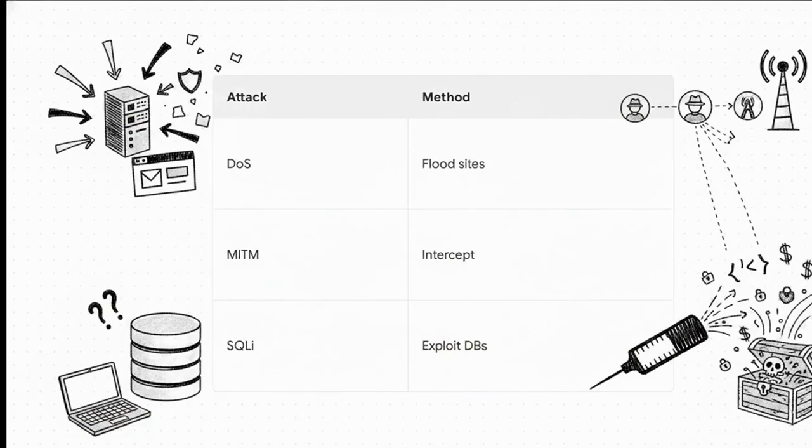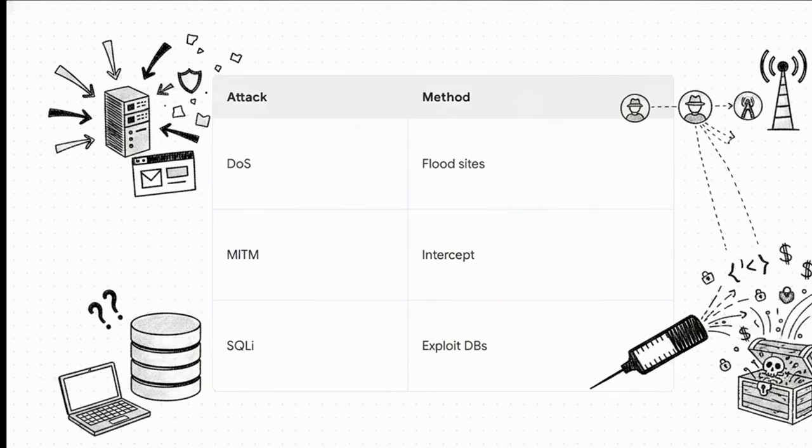Okay, let's look at how attackers actively overwhelm or intercept systems. First up, we have denial of service, or DDoS attacks. This is just pure brute force. It's flooding a website with so much massive traffic that the entire system just gets overwhelmed and crashes. Then there's the man-in-the-middle attack. Imagine you're sitting at a coffee shop, you connect to the free Wi-Fi, but that network is actually controlled by a hacker sitting in the corner.